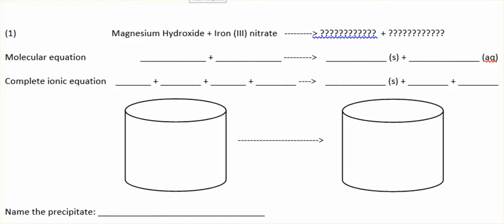Okay, guys, here's my review of problem number 1 of FAA number 19, quiz 14 redo homework. Here's how I think about this. First, I look at the name, magnesium hydroxide and iron 3 nitrate.